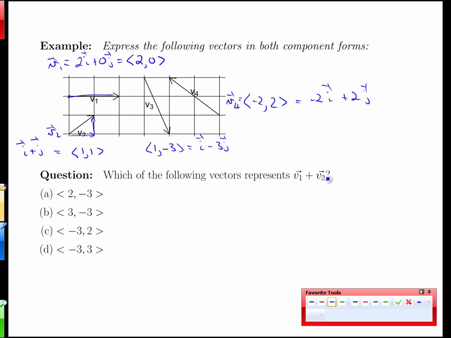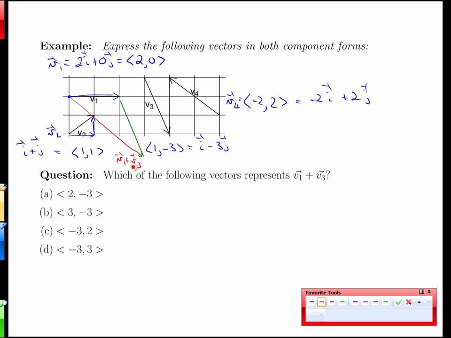Now what if we talked about v1 plus v3? Well, if we did a little head to tail setup here, like so, we could talk about v1 plus v3. Let's do it in color here.